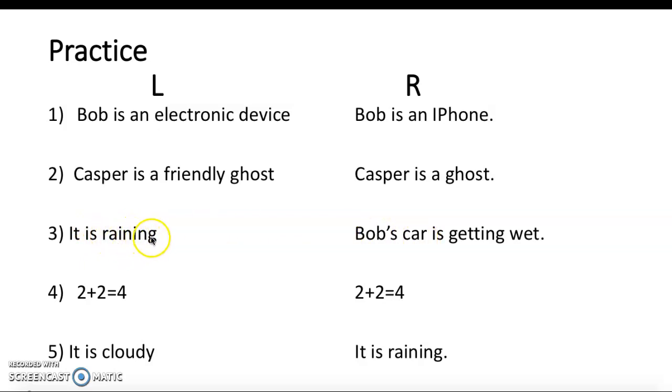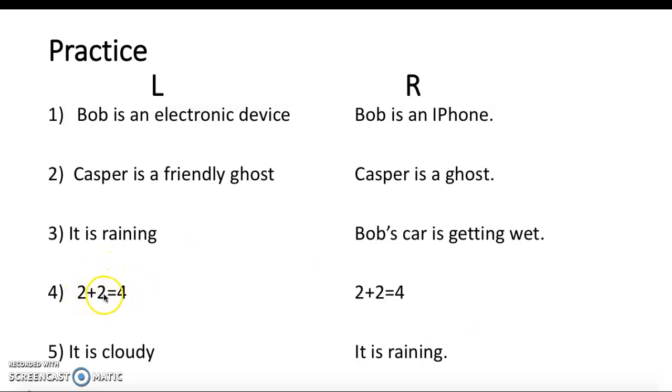So even if it is true that it's raining, it's not necessarily true that Bob's car is getting wet. For all we know, Bob's car could be under a garage, right? And then it'll protect it from the rain. And even if it is true that Bob's car is getting wet, it does not entail that it is raining. Perhaps Bob's car could be getting wet because it's going into a car wash on a very beautiful sunny California day.